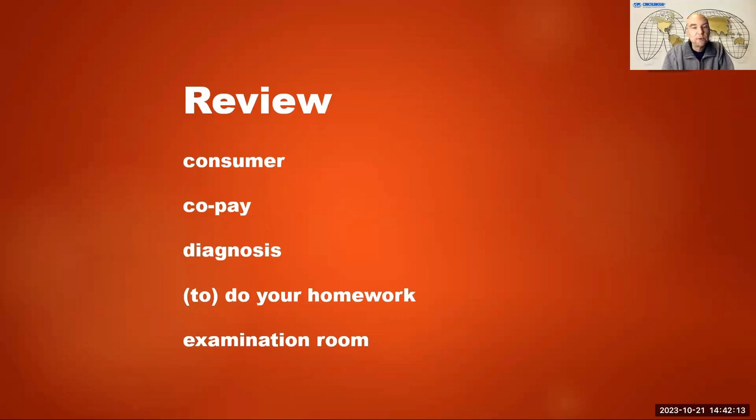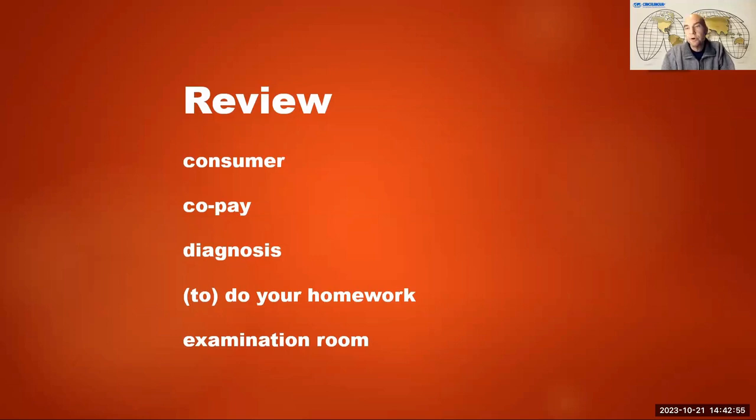Then we have diagnosis. Diagnosis is the noun related to the verb to diagnose. The diagnosis refers to that decision that the doctor or other medical professional makes concerning somebody's disease or medical condition. He or she gives a name to that medical condition according to the symptoms that are being manifested, and says, okay, this is the diagnosis. This is what the condition is.